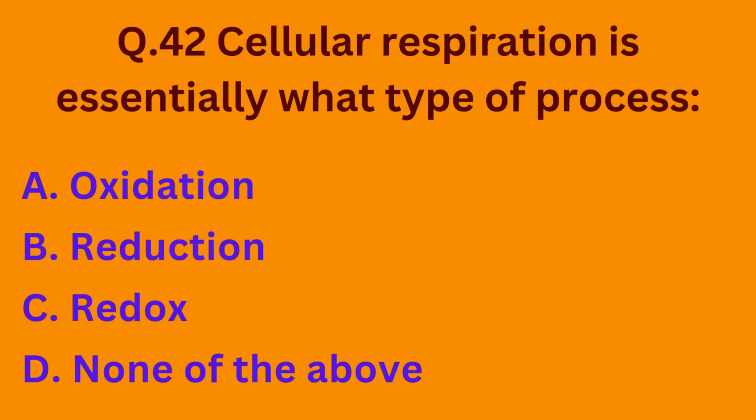Question number 42. Cellular respiration is essentially what type of process? Option A, oxidation, option B, reduction, option C, redox, option D, none of the above. So cellular respiration basically involves both the oxidation and reduction. So it is a redox reaction. The correct option is option C.